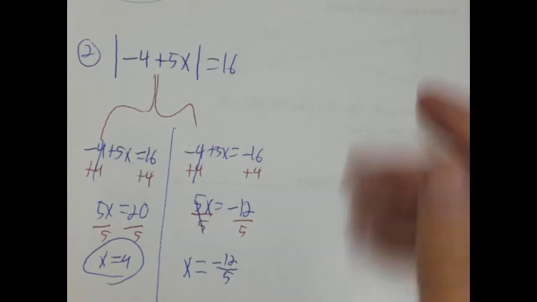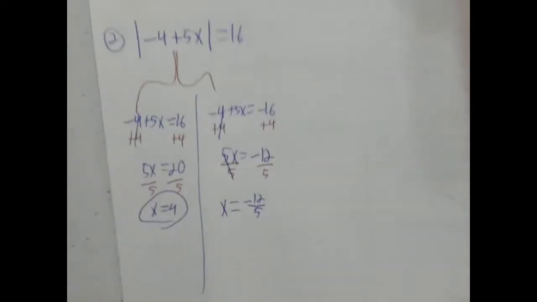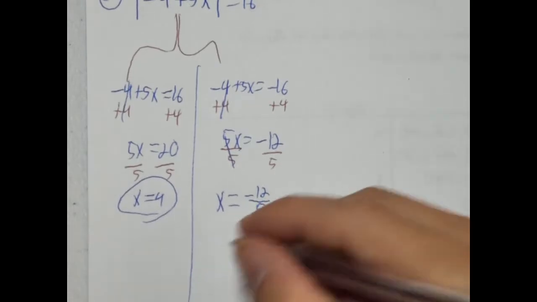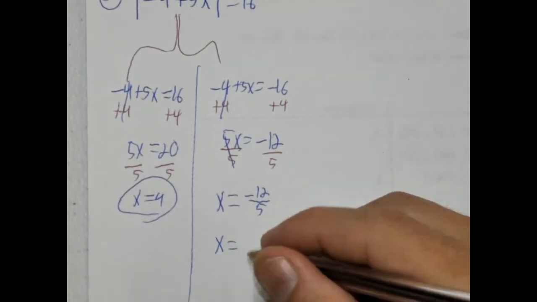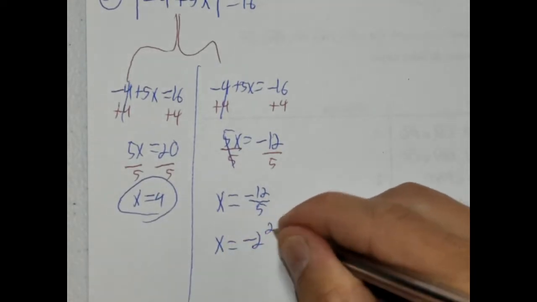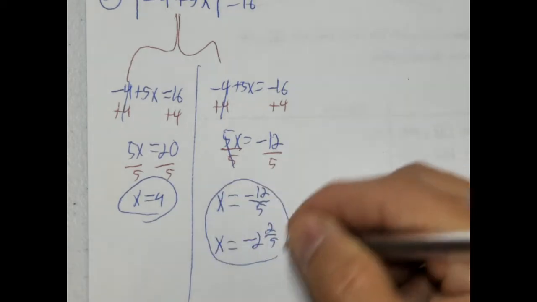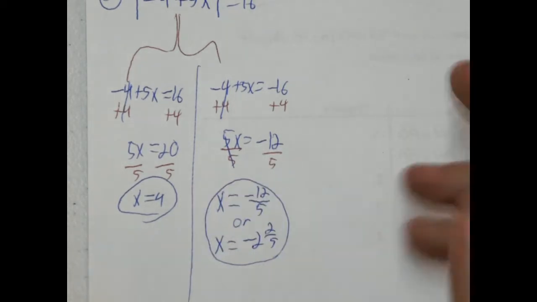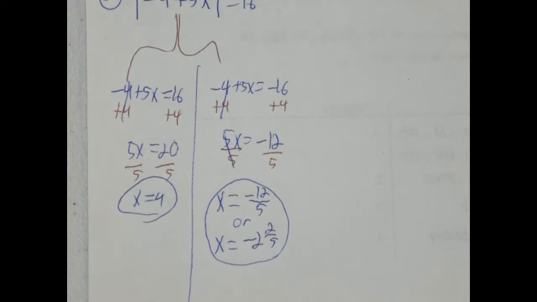Or if you want to write that as a mixed number, oops, more space here. If you want to write that as a mixed number, you could write x is equal to negative 2 and 2/5, and they would both be fine. So these are our two answers, and that's how you go ahead and solve that. So that should help you with most of the absolute value equations.